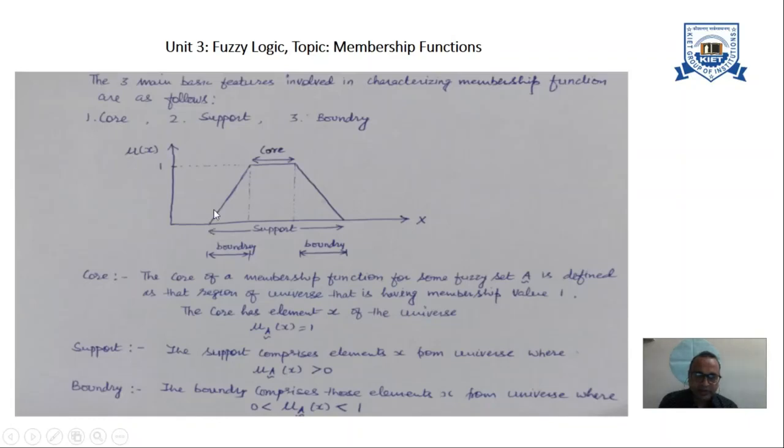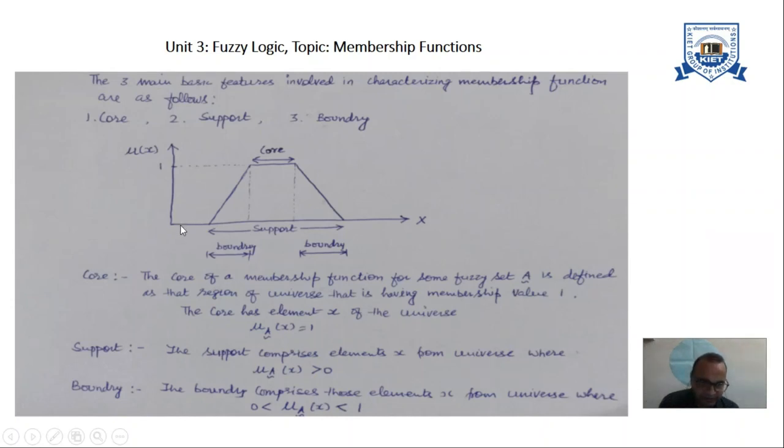So here we have a graph, and that graph is basically a trapezium. This graph itself is representing the membership value of all the elements of the universe of discourse with respect to the fuzzy set A, for which this membership function has been defined.